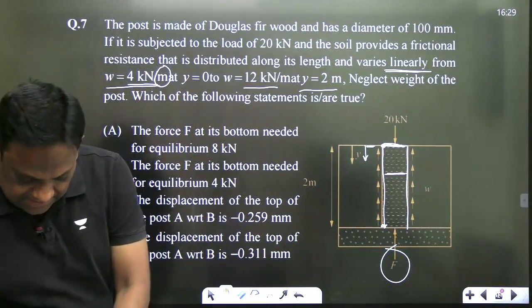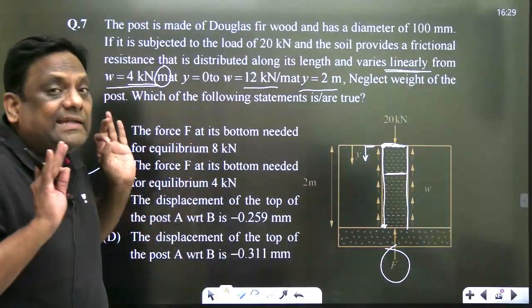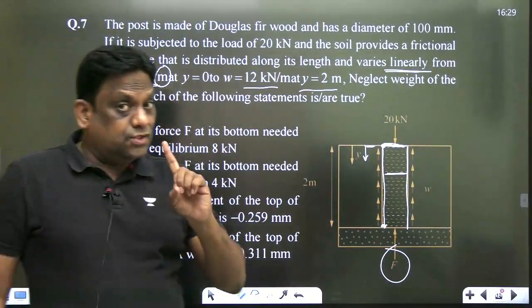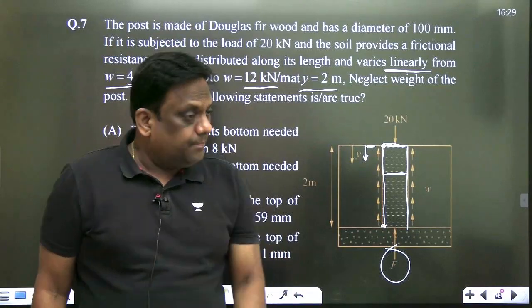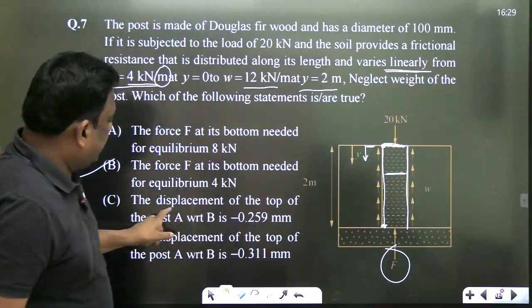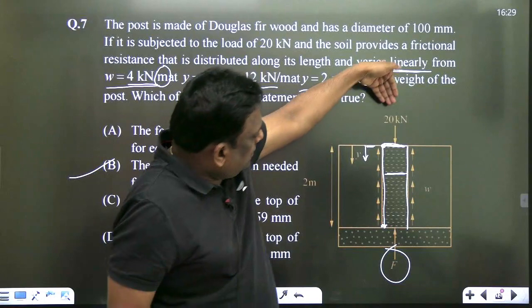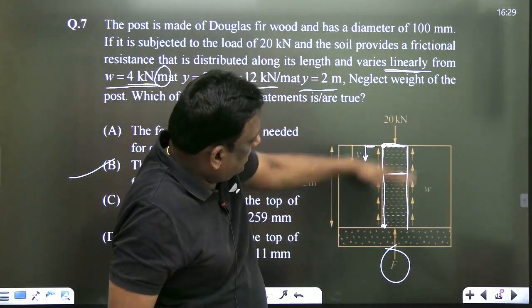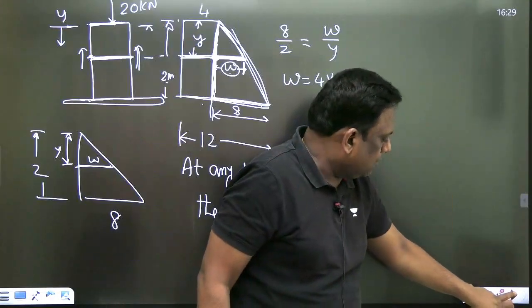So we will see the answer to the 7th question. Yes, B is the right answer. Problem is not over, sirs. What else do you need? He is asking the displacement of the top. That means because of this force, how much is it displaced? He is asking. This is very simple, sir.